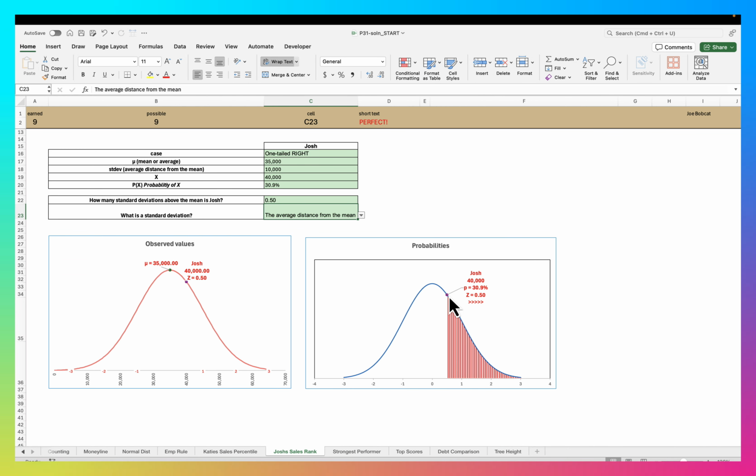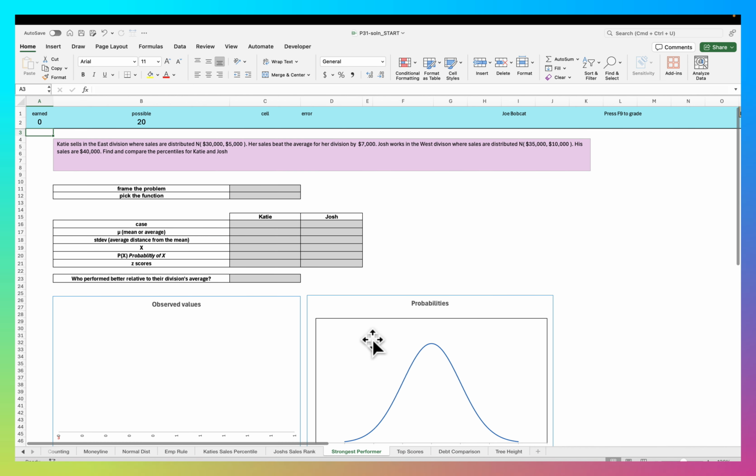So this is kind of cool. Here's Josh, and about 30.9% of all the employees are above Josh, which is what the question was asking. All right, now we're going to get into some more interesting examples, like strongest performer.